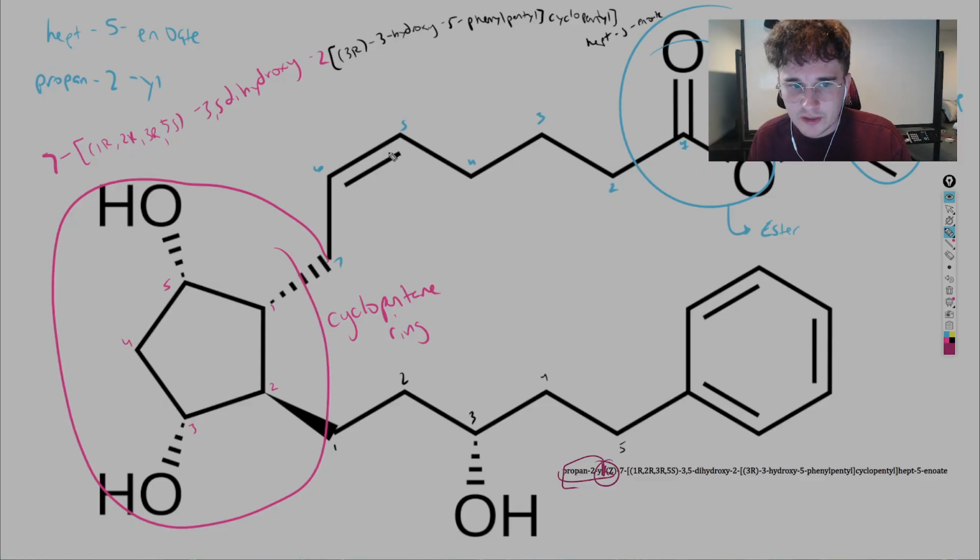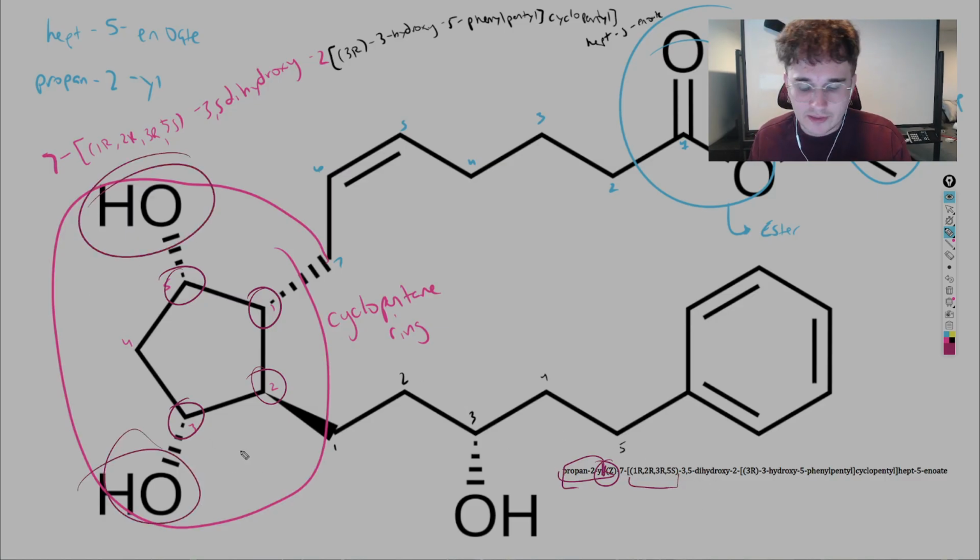The Z is because these are on the same side. So this is like cis instead of trans. Now, we'll leave it at that. We don't have too much time. I don't want to get too much into it. And then the 7 is where the cyclopentane ring begins, and that is this big boy right here. And let's see, so we have our 1R, because like we just talked about, this is R, this is 2R, this is 3R, this is 5R, and then so that takes care of this.